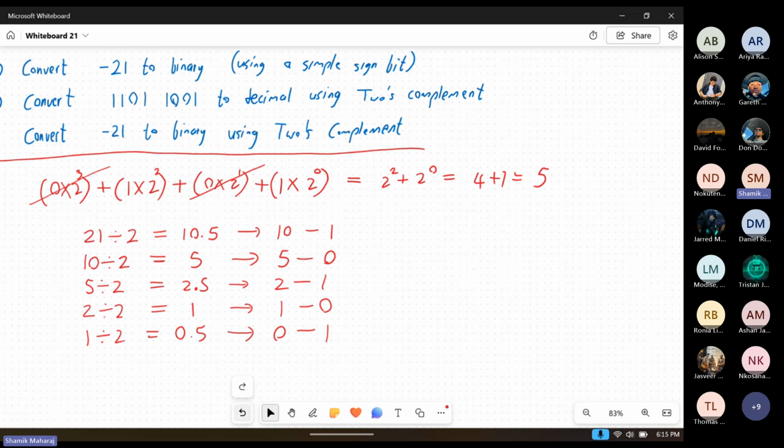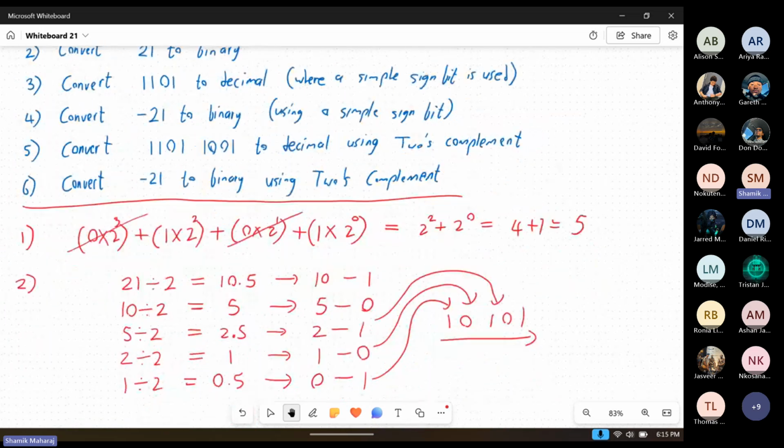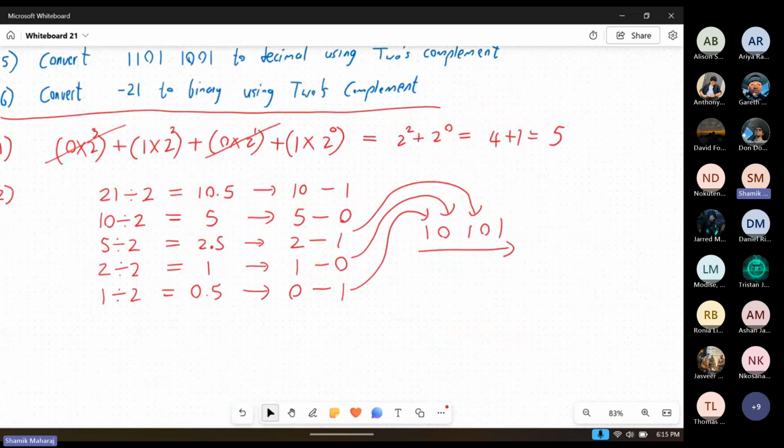Okay, and we start reading our number from bottom to top. So this is the first number, this is the second one, this is the third one, and we read it as 1, 0, 1, 0, 1. So that is the answer. That is, what number did we convert? We converted 21 to binary. So this is 21 in binary, right?